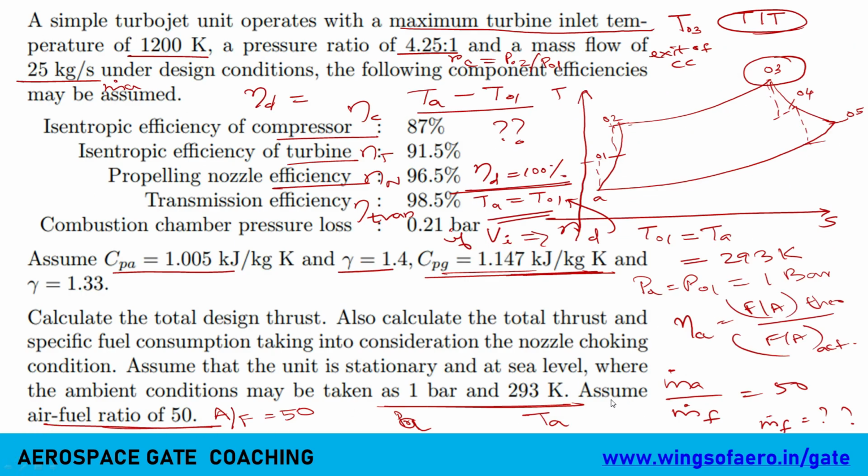See, read the question. That's why I said write down the values. You're not writing down the values. Air to fuel ratio is given, isn't it? Can you see here? Last line. Assume air fuel ratio of 50. Why are you looking there? Pressure ratio is over. Last line.